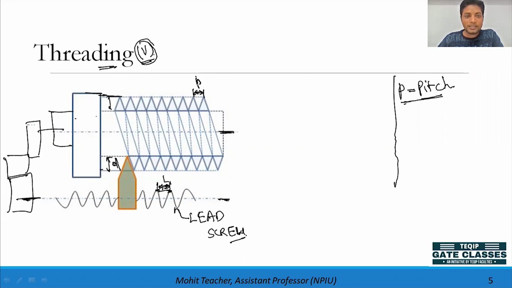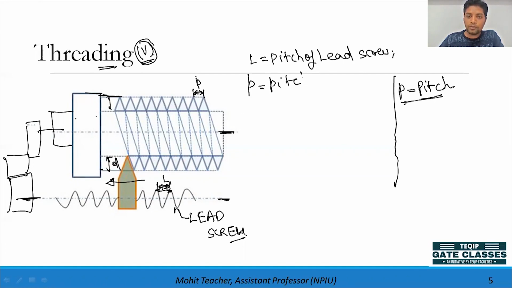तो मान लीजिए ये जो पिच है आपका, this is small p, ठीक है, you are giving this feed of L to the single point cutting tool in this direction. ये जो आपका L है, here I'm writing over here, okay, so L is the pitch of lead screw, okay, and P is the pitch of shaft, or workpiece, can I write, that would be fine.